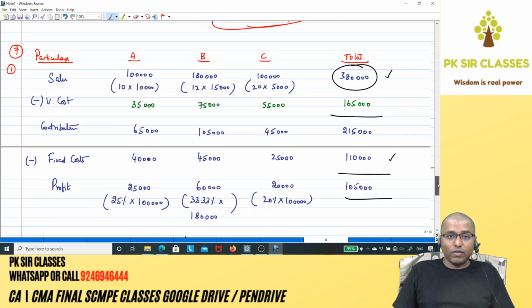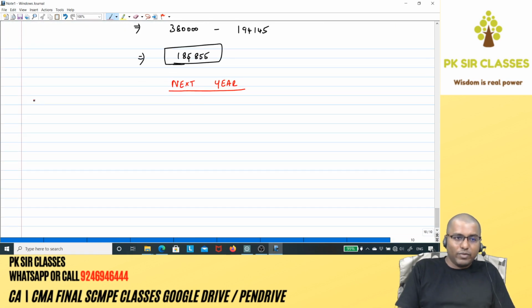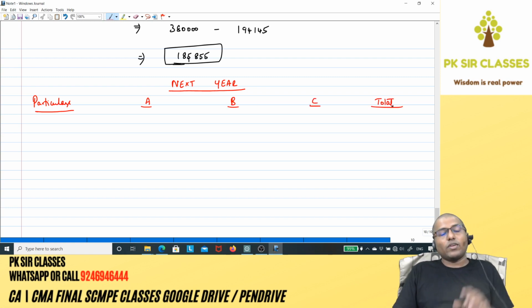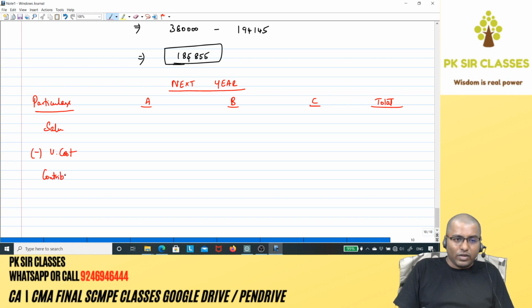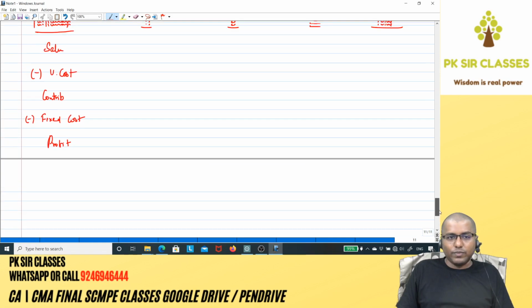Now that's going to take a lot of time, so let's do the same. We'll start with particulars as the first column. Then we have A, B, C and of course total, because again we need to calculate PV ratio, break-even point and margin of safety for the company as a whole, but not for last year but for the next year after increase of 10% in variable cost. Which means obviously your sales is going to be same. So as usual, particulars will be sales minus variable cost, you get contribution, minus fixed cost, you get profit. Same stuff, nothing new.